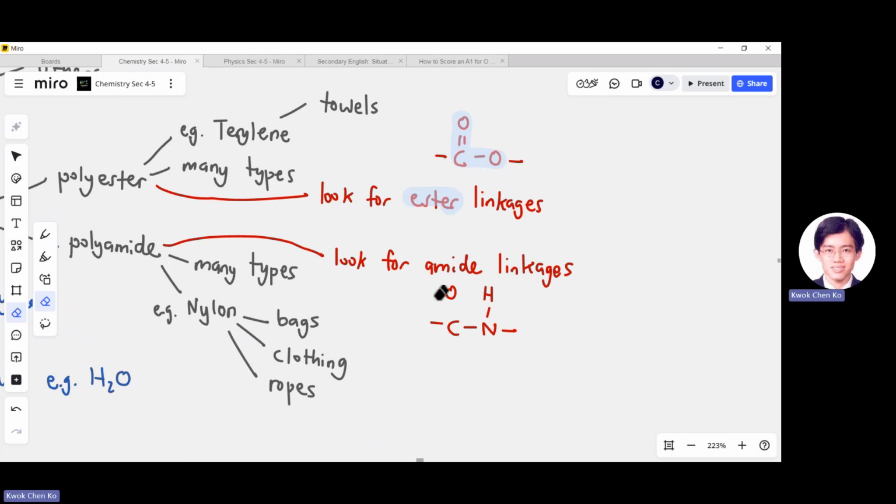Okay, so recognize the amide linkage. If you find many of this within the same molecule, then that is a polyamide.